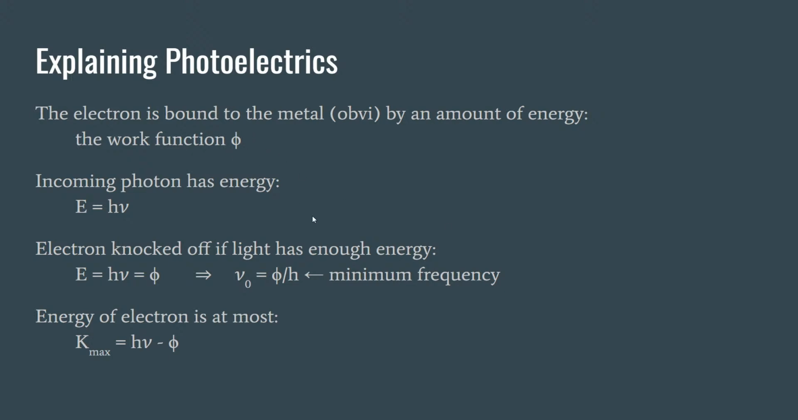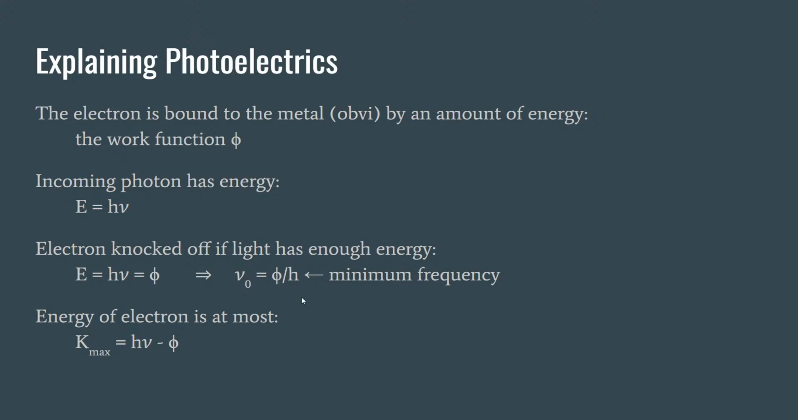He called it the work function because it's the amount of work that the light has to do to pull the electron off. So, he said the incoming photon has a certain amount of energy, E equals h nu. The electron is going to be knocked off of the metal if the energy of the photon, h nu, is at least equal to phi, the work function. You rearrange that, you get nu sub 0, the minimum frequency of the light, is equal to phi divided by h, the work function of the metal divided by Planck's constant.